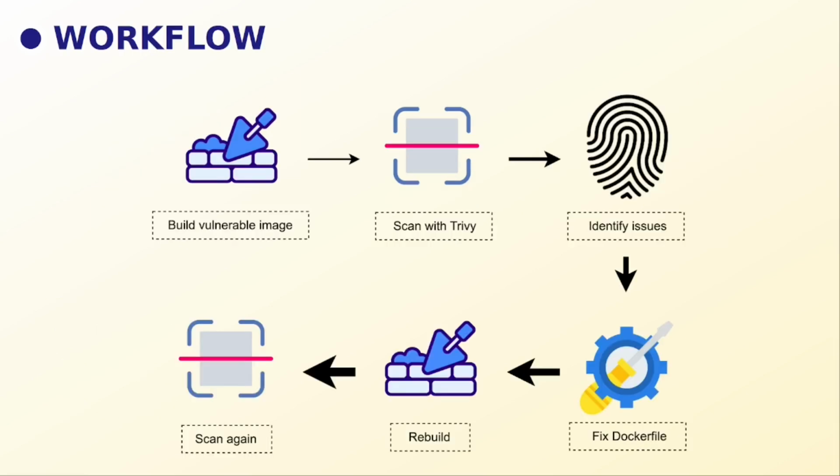Workflow. Finally, let's summarize the workflow. 1. Build vulnerable image. 2. Scan with Trivy. 3. Identify vulnerabilities. 4. Fix Dockerfile. 5. Review image. 6. Scan again. This is a practical secure workflow you can apply immediately.